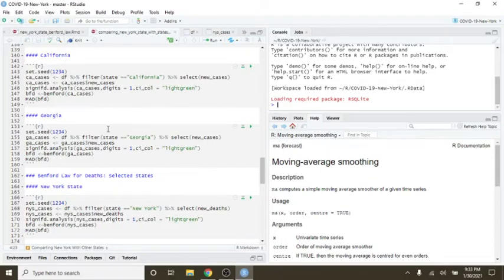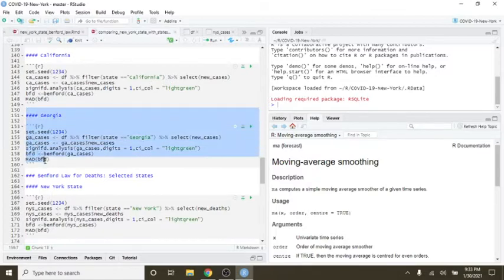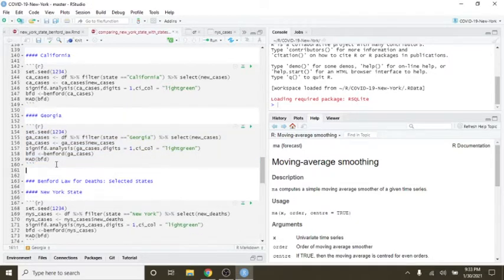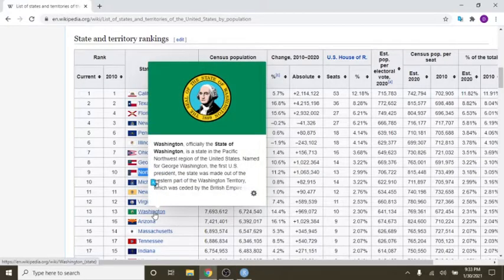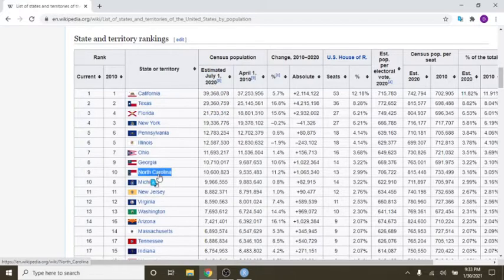I'm going to continue my exploration of Benford's Law, cases and deaths. I'm basically doing the U.S. states by population. I'm not sure how many total states I'm going to do, but we'll see. So now we're moving on to North Carolina.